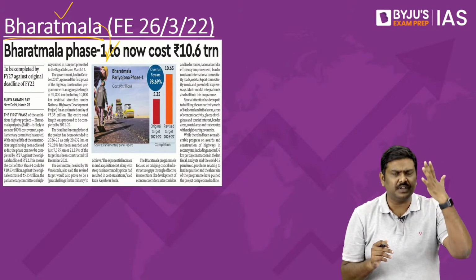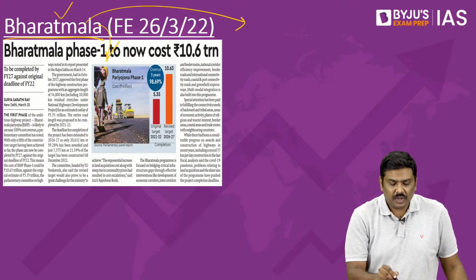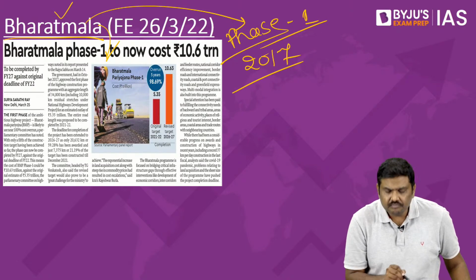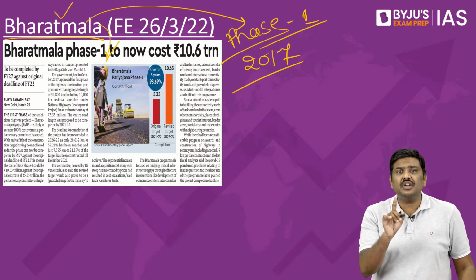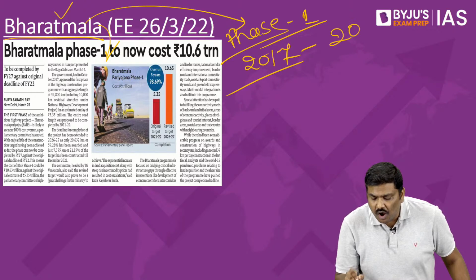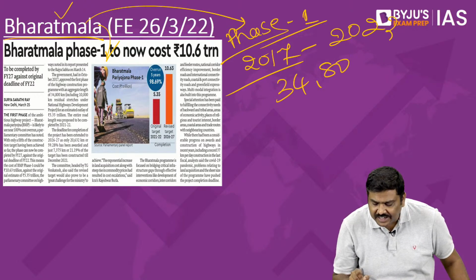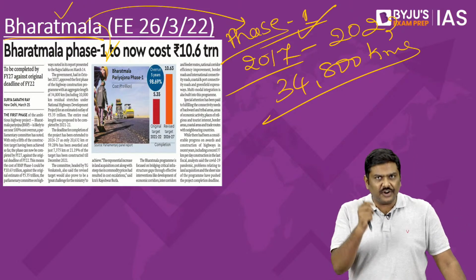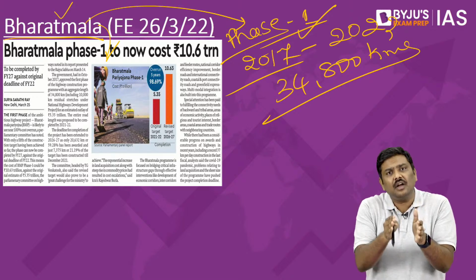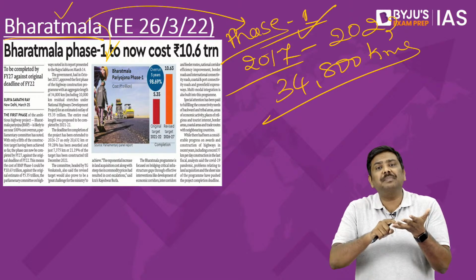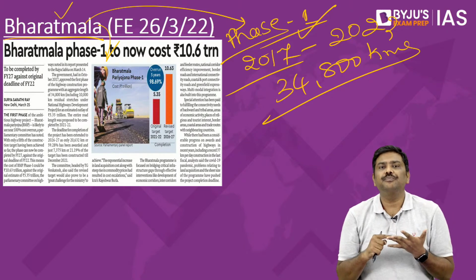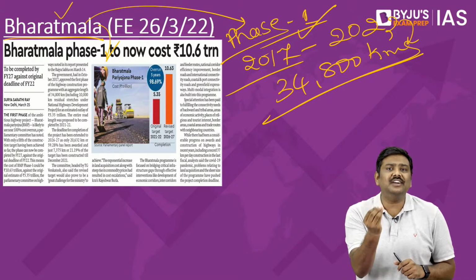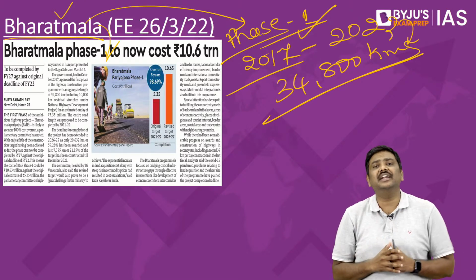Sir, what do you mean by all of this? Under Bharatmala Pariyojana phase 1, which was cleared by the government in 2017, the Government of India targeted construction of roadways of 34,800 kilometers between 2017 and 2022. Is it okay? I'll repeat it. Under phase 1 of Bharatmala Pariyojana, to be implemented from 2017 to 2022, the Government of India targeted construction of 34,800 kilometers length of road network in India.